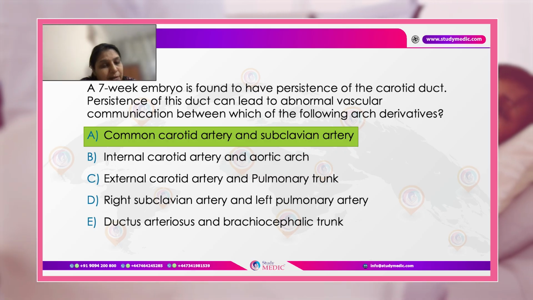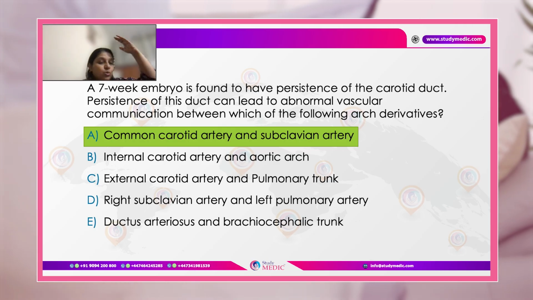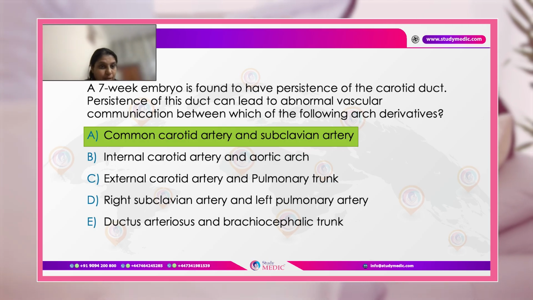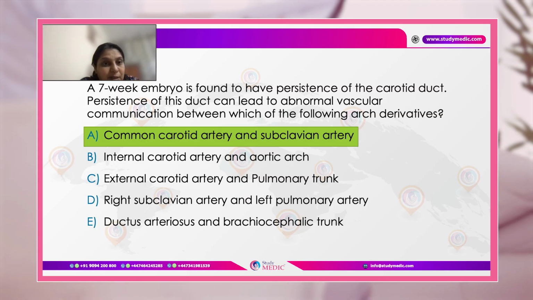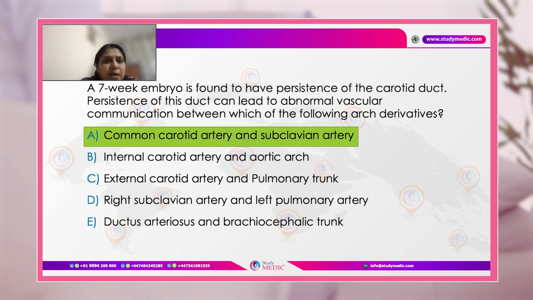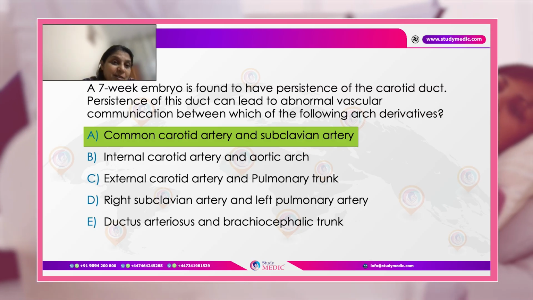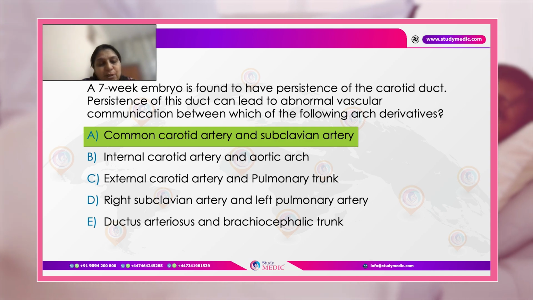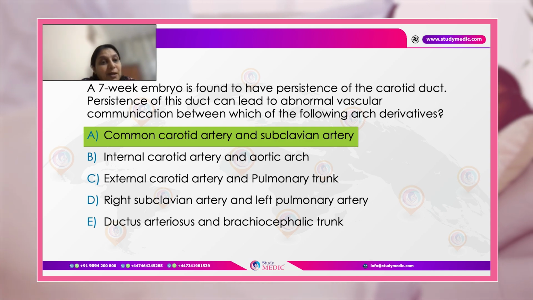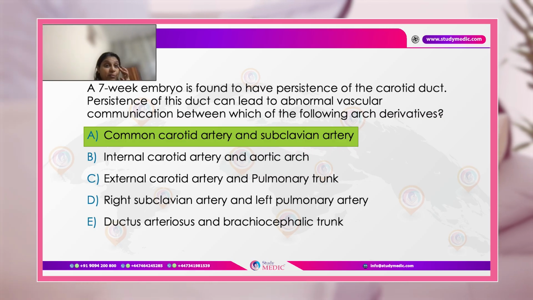The internal carotid and the aortic arch, no, the internal carotid goes up. So this is actually between the common carotid and the subclavian or the arch of aorta. The external carotid and the pulmonary trunk, absolutely not. The right subclavian artery and the left pulmonary artery, also not. And the ductus arteriosus and brachiocephalic trunk, also not. So we were right in our first attempt.